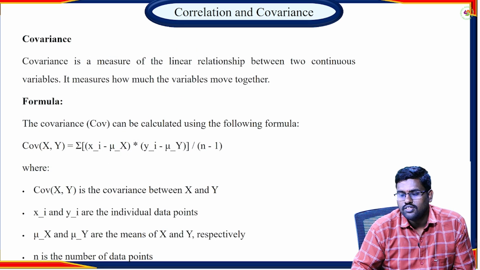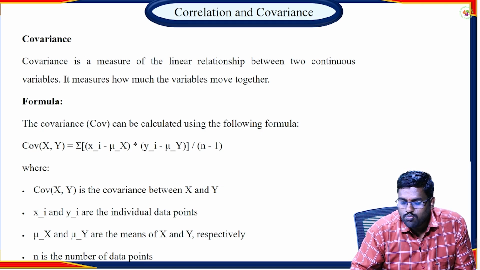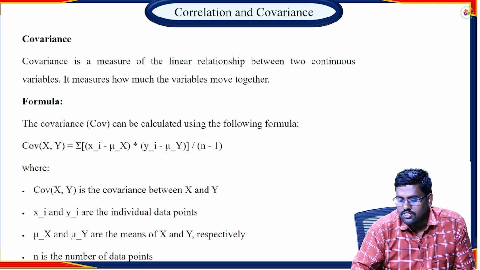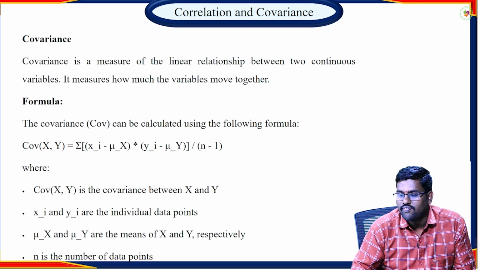Covariance shows the relationship between two continuous variables, and in the previous example I already gave an example. For individual covariance, I gave the sum of xi minus mu x into yi minus mu y. That means two values, x and y values, where xi means the individual data points, mu x and mu y are the mean values, and n is the number of data points available in the given structure.